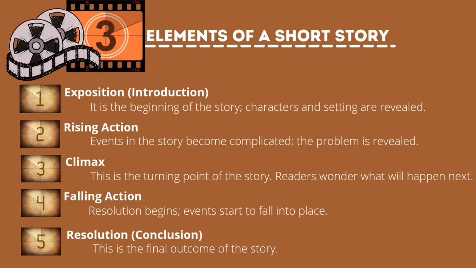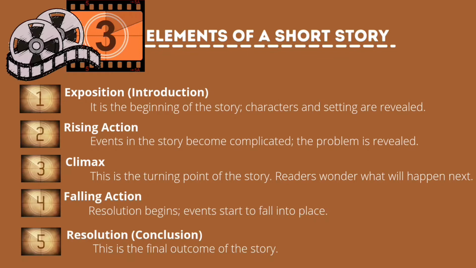Number 2, rising action. Events in the story become complicated. The problem is revealed. Number 3, climax. This is the turning point of the story. Readers wonder what will happen next. Number 4, falling action. Resolution begins. Events start to fall into place.